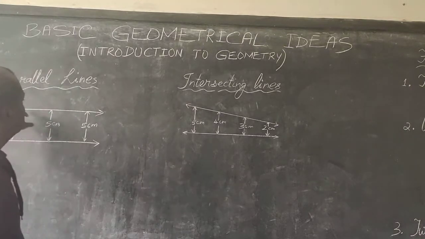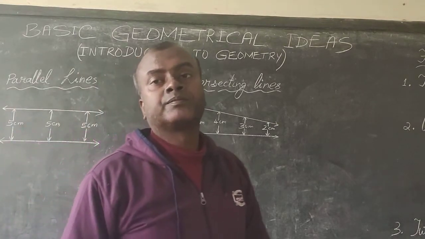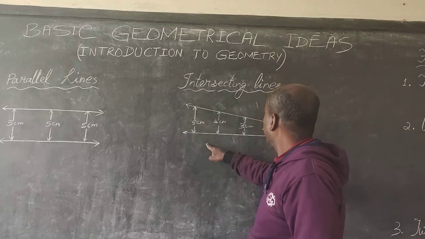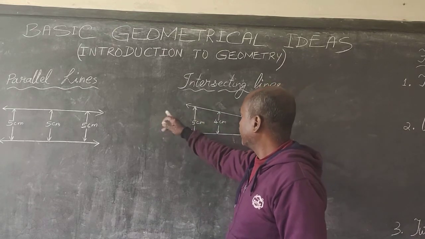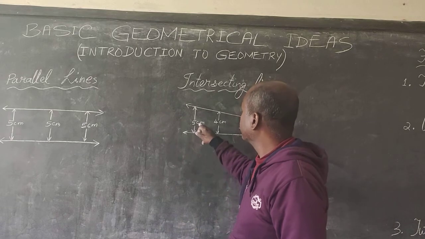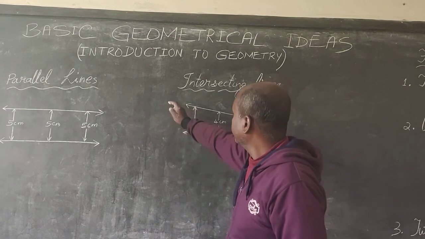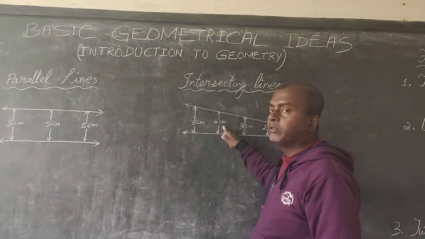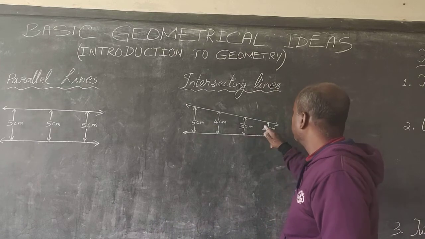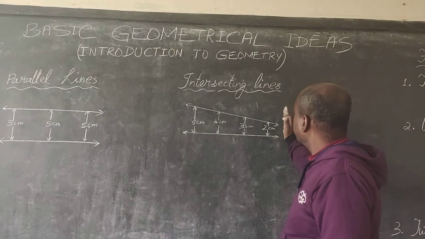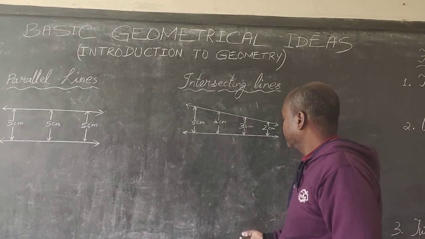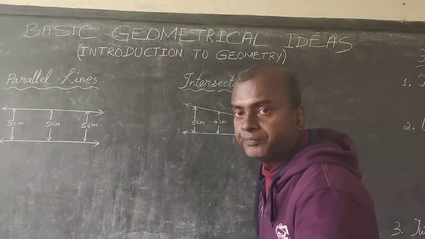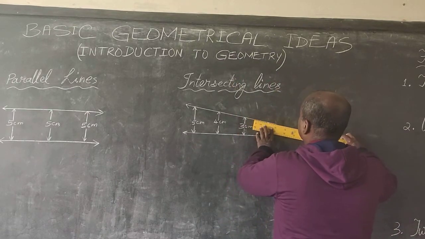Next is parallel lines and intersecting lines. Let's start with intersecting lines. Two lines I have drawn here. Now on the left side, I have shown that the gap between the two lines is 5 cm. Then from left, as it moves towards the right, the gap between both lines reduces. See, now it is 4 cm, next 3 cm, 2 cm. Now I have stopped drawing the line at this point. Suppose I prolong these two lines somewhat. Let's continue drawing these lines.